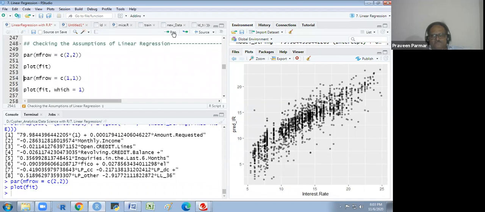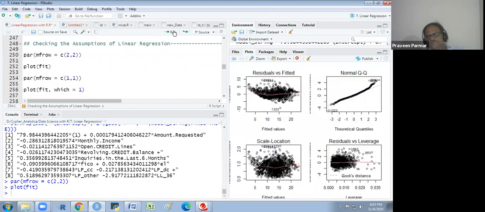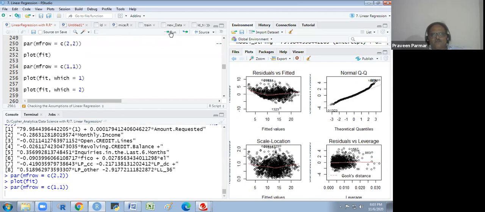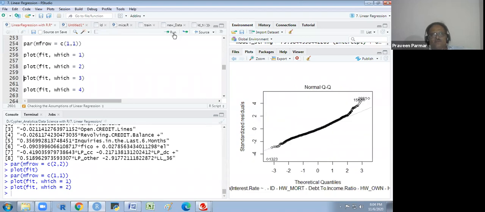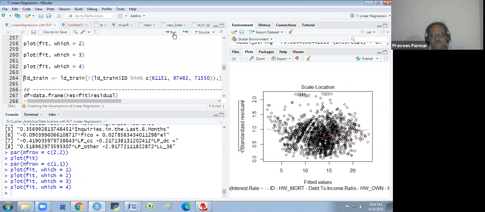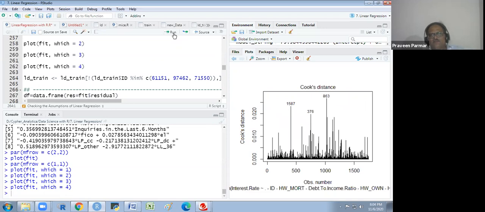Got it? So this is my first plot, residual versus fitted and normal Q-Q, scale-location, and these all I am getting in the one. I could make it separately if I use the default parameter, and I will write in this way for the plot which equal to 1. So I will get this one, then 2 I will get next one, then I will get this, then I will get this. Here you see we are getting all of this.